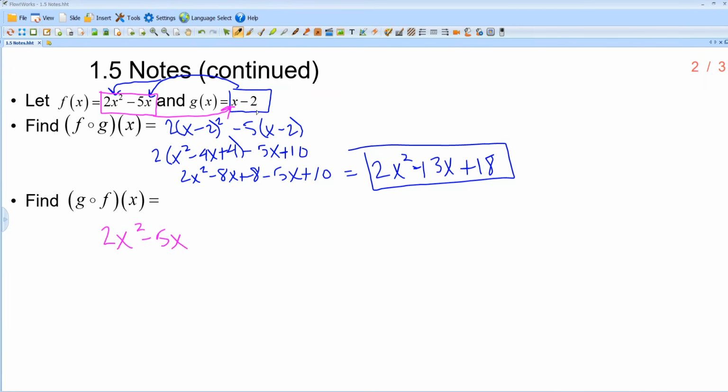The rest of the function then is just minus 2. And that's all. So sometimes it works out where there's nothing I have to do afterwards. Sometimes there's a lot of simplifying I have to do afterwards.